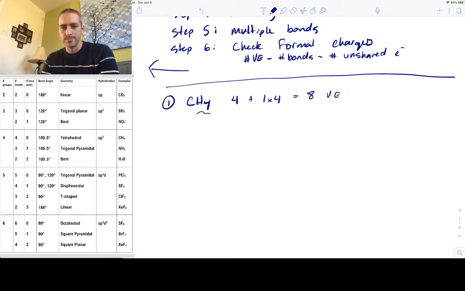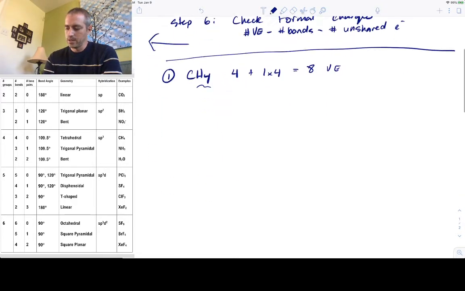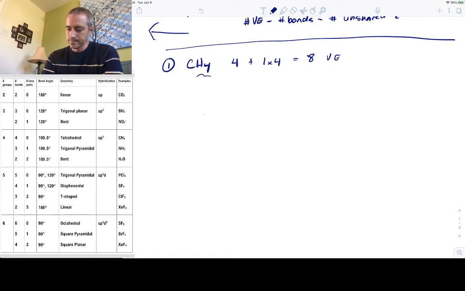So that's step 1. Step 2, if you remember, is to draw out the structure with the first listed element as the central atom. So that's going to be our carbon. We connect it to all the other atoms with single bonds, like that. And what we then need to do is, once we've connected it, count up the electrons that we've used to make all of those single bonds.